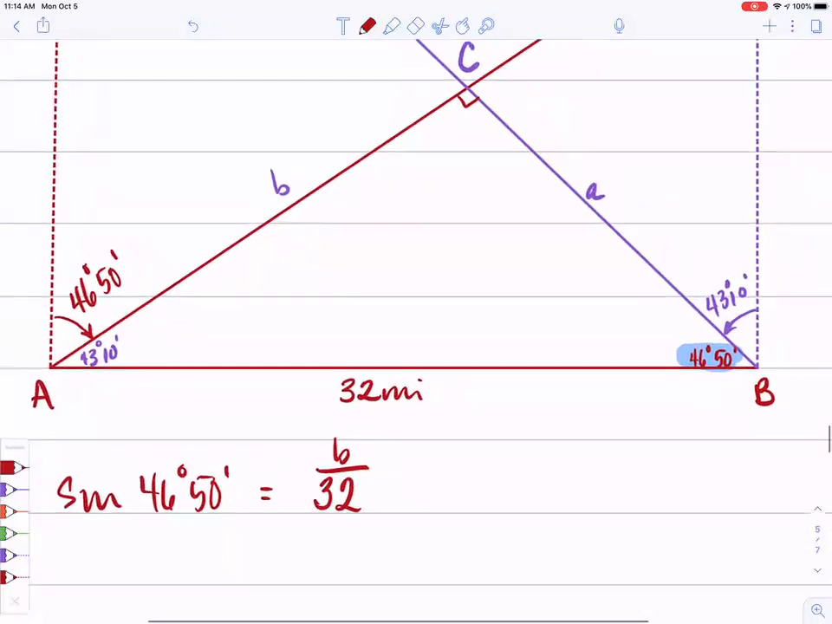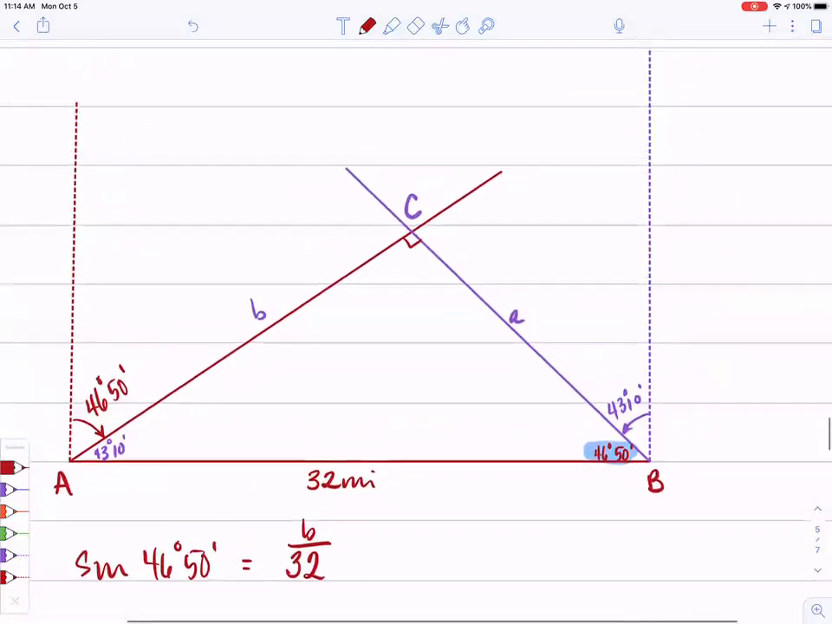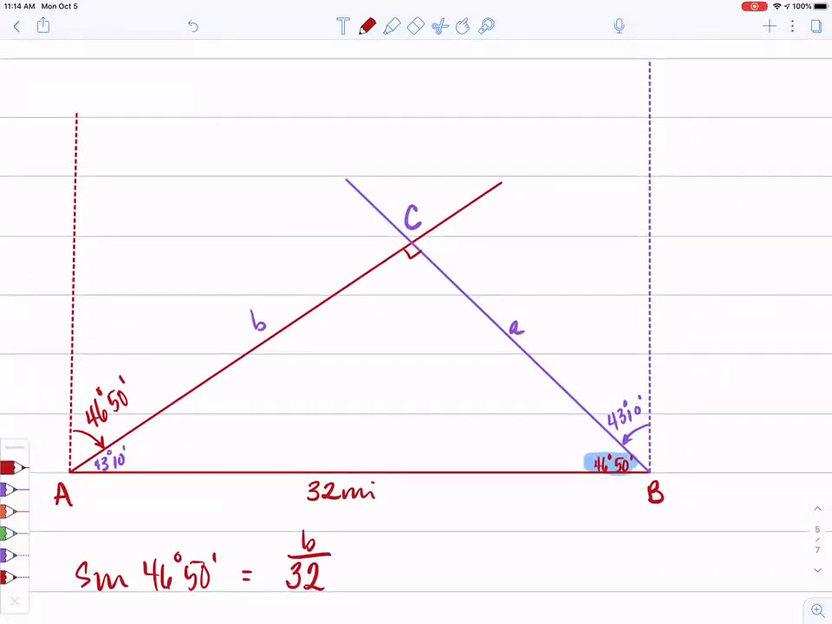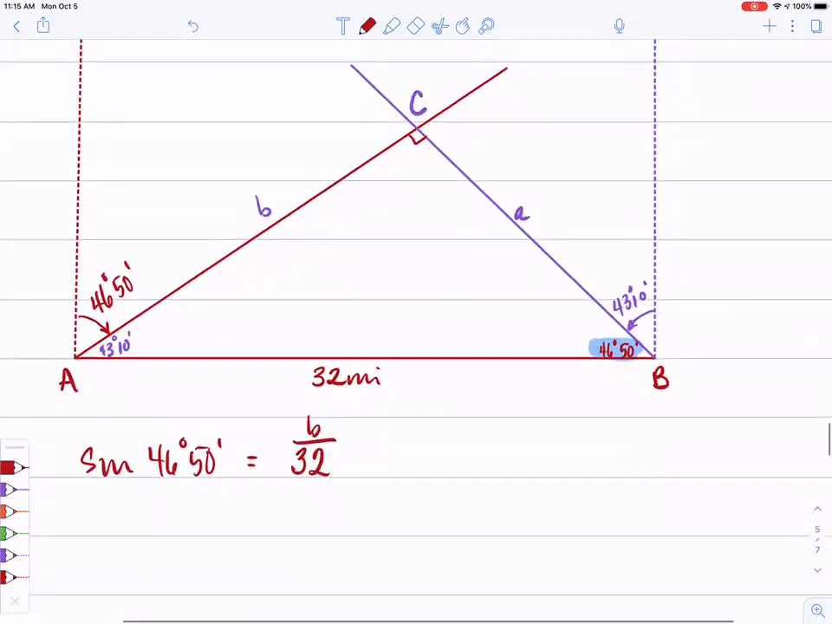Okay. Now, I'm not going to take the time to go through this, because you guys know how to solve that. But talk to me about how to get side A. No, you're right. You're right. So you're changing your angle, right? You're focusing now on angle A instead of angle B. Yeah. So if you focus on angle A, you would have sine of 43 degrees, 10 minutes is equal to A over 32. What's another option?